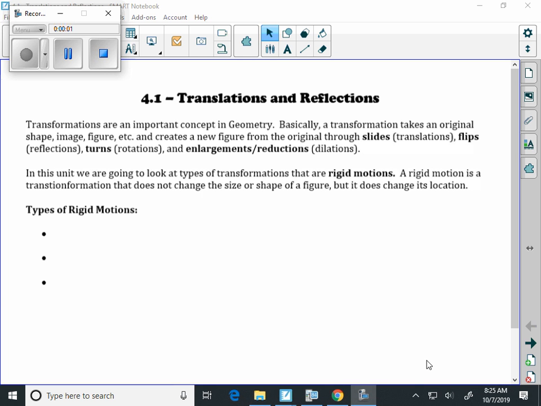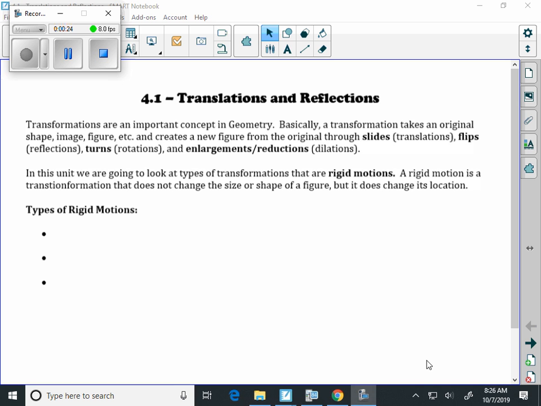Today we're going to talk about translations and reflections. And in terms of our first quiz, it's just going to be the translations. So as we're going through the notes, I'll point out which ones they are. But the whole unit name is called transformations.